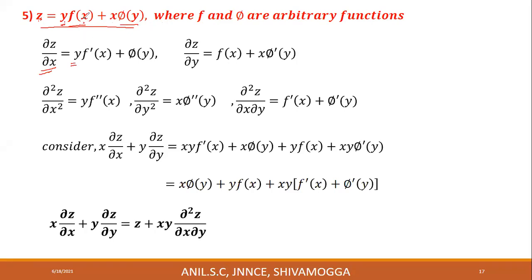Keep it as is. Derivative of f of x is f dash x. Plus, here phi of y is constant. Keep it as this and differentiate x partially with respect to x. Derivative of x is 1. Similarly, differentiate the same equation partially with respect to y. Derivative of z with respect to y is denoted by del z by del y. Here, f of x is constant. Keep it as this. Derivative of y with respect to y is 1, and 1 into f of x is f of x. Plus, x is constant. Keep it as this. Derivative of phi of y is phi dash of y.